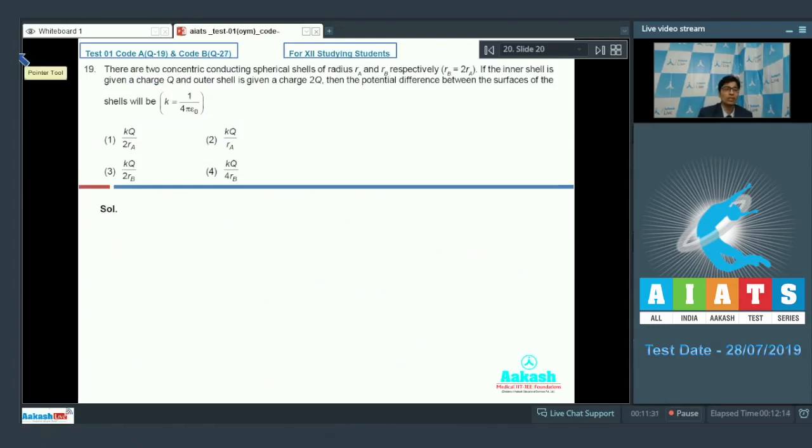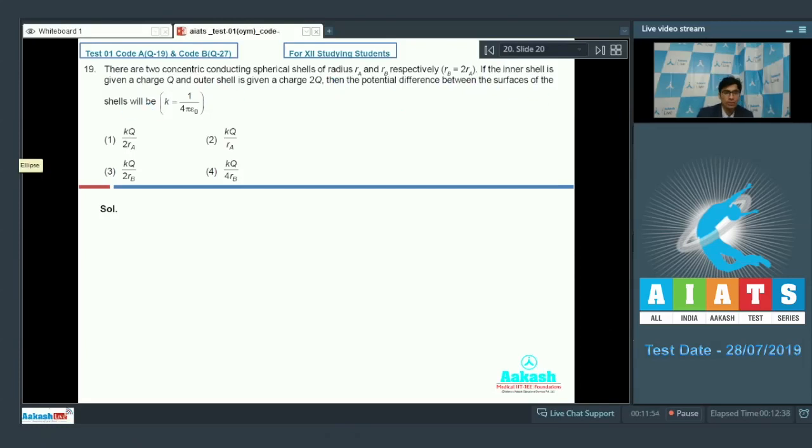Dear students, question number 19 says that there are two concentric conducting spherical shells of radius Ra and Rb respectively. Rb is equal to 2Ra. If the inner shell is given a charge Q and the outer shell is given a charge 2Q, then the potential difference between the surfaces of the shells will be.